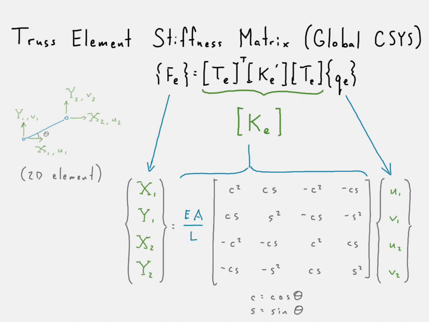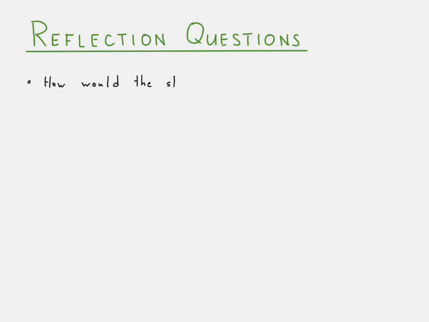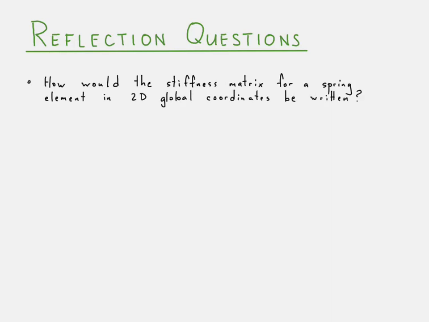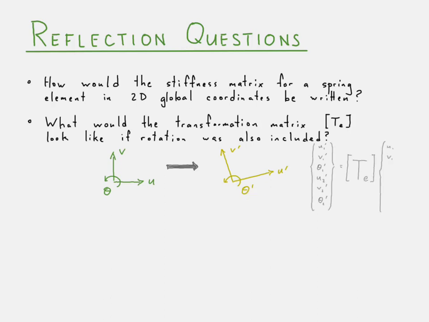Okay. So that brings us to the reflection questions. The first reflection question is, how would the stiffness matrix for a spring element in the 2-dimensional global coordinates be written? What would the transformation matrix for the element look like if rotation was also included? In other words, we want to go from our global coordinates to the elemental coordinates. We're including the rotation as well. So what would that look like?